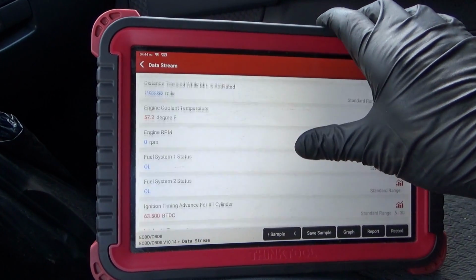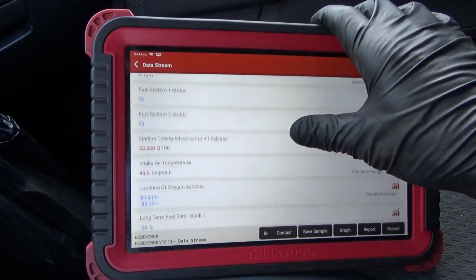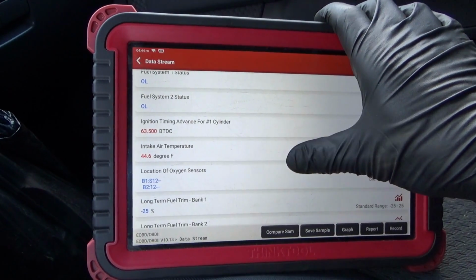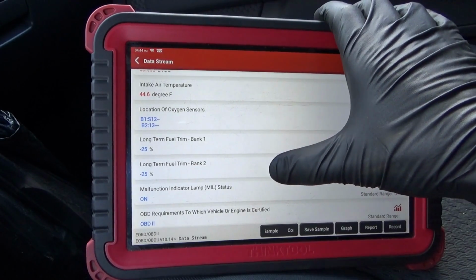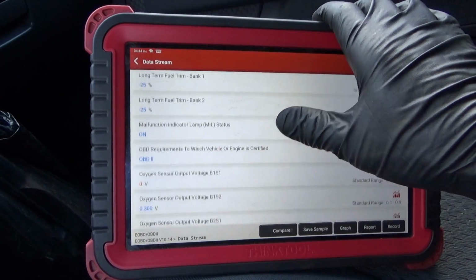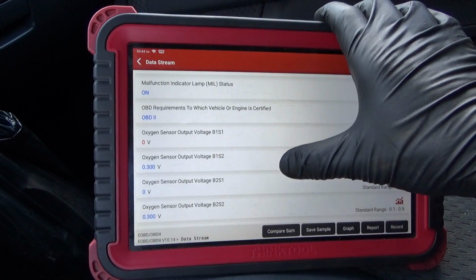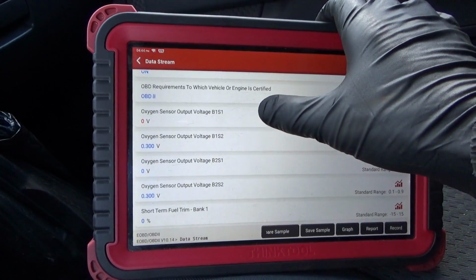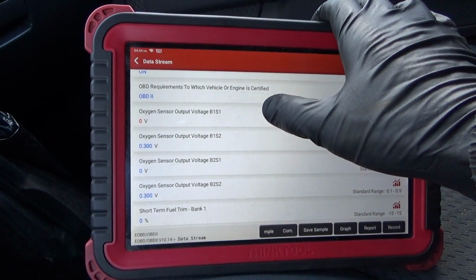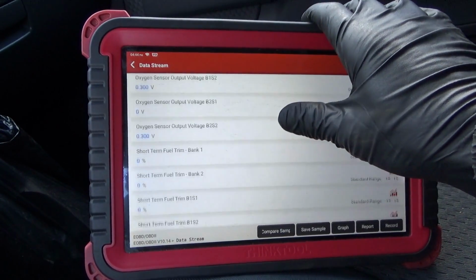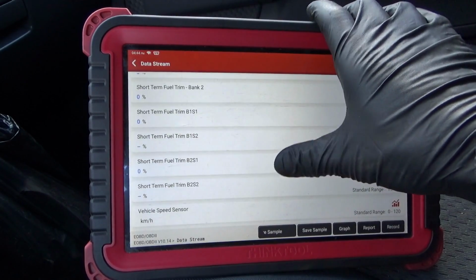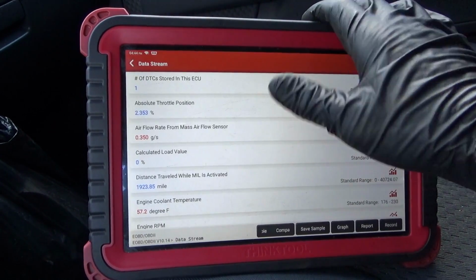So coolant temp, RPM, both in open loop. Intake air is 45. Long term, Bank 1 and Bank 2 are minus 25. Okay. Oxygen sensors. So it has 4 sensors: Bank 1 sensor 1, Bank 1 sensor 2, Bank 2 sensor 1, Bank 2 sensor 2. Short term trims. And that's it.